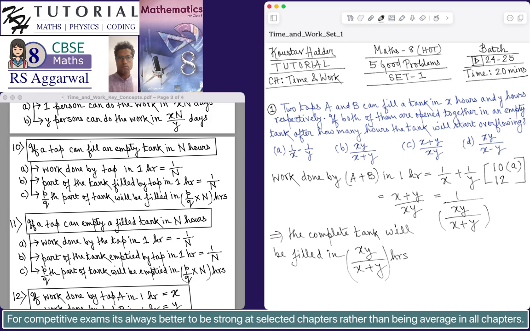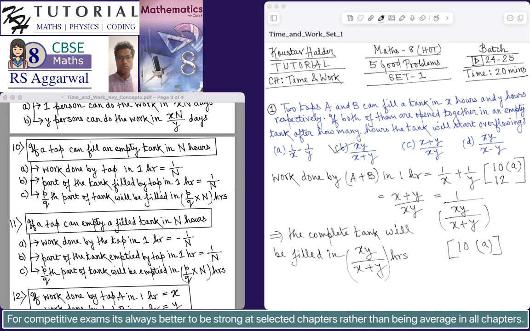Okay. So now for this step, from the fact that the work done by A plus B in 1 hour is 1 by xy divided by x plus y, we are saying that the complete tank will be filled in xy divided by x plus y hours. The concept applied, you can consider it as 10a, even though exactly the concept is not 10a, but the reverse of concept 10a is actually what we have applied. So the correct choice will be xy divided by x plus y. So B is the correct choice.